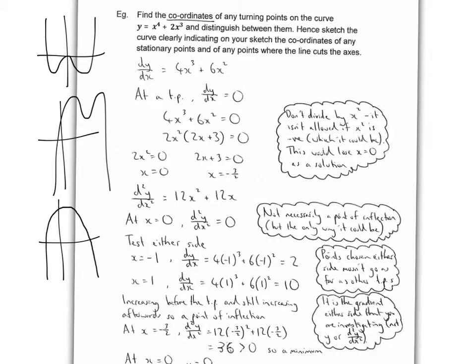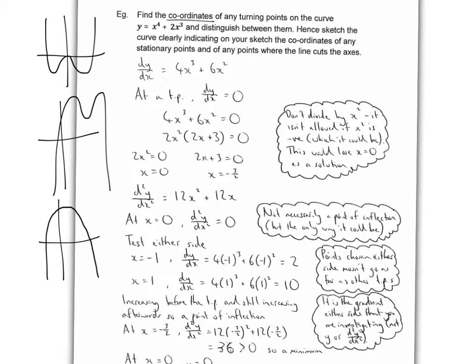So I go back to my expression here for dy dx and I differentiate it again. This is going to be my diagnostic tool for deciding whether they're maximums or minimums, and hopefully it won't fail me. So here, I'm going to try x equals 0 first of all. At x equals 0, the value of d squared y dx squared is 0. So in this first example, it has failed me.